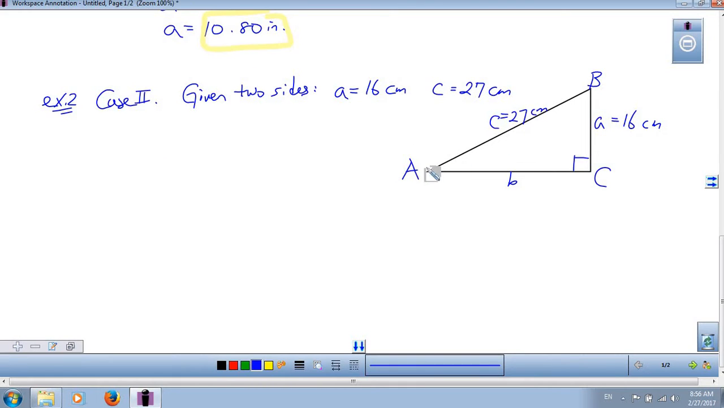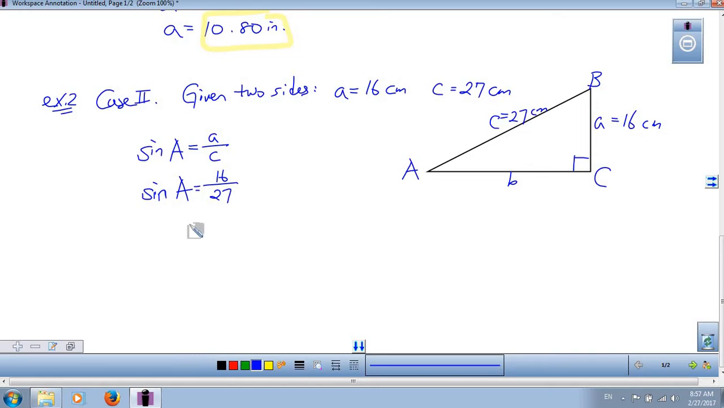Now let's take a look at angle A. Side A is the opposite leg and side C is the hypotenuse. So I have a function called sine. I know sine A will be equal to A over C, and I know A and C. So let's go ahead and substitute: sine A equals 16 divided by 27. The centimeter will cancel out. Okay, so this is a ratio. I can't simplify it anymore, but I know sine A is equal to this ratio.